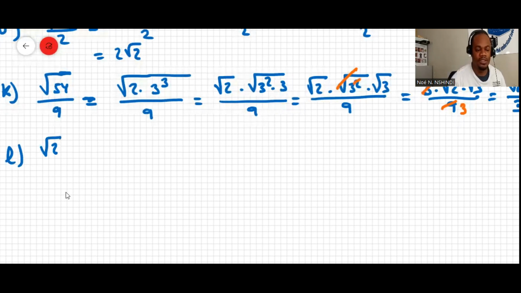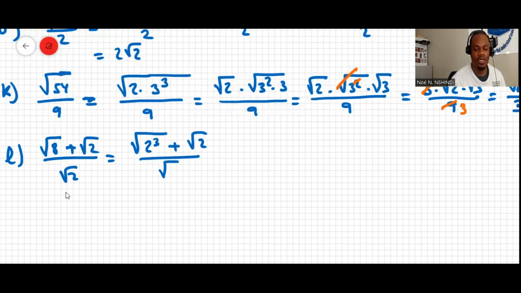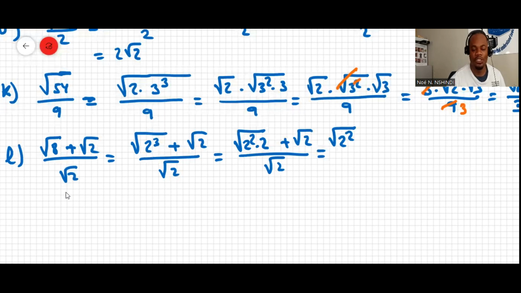Says root 8 plus root 2 over root 2. So root 8 in terms of its prime factor is root 2 to the power of 3 plus root 2, all over root 2. Now root 2 to the power of 3 can be written as root 2 squared times root 2, plus root 2 over root 2. Now we can split that into root 2 to the power of 2 multiplied by root 2 plus root 2 over root 2, okay?